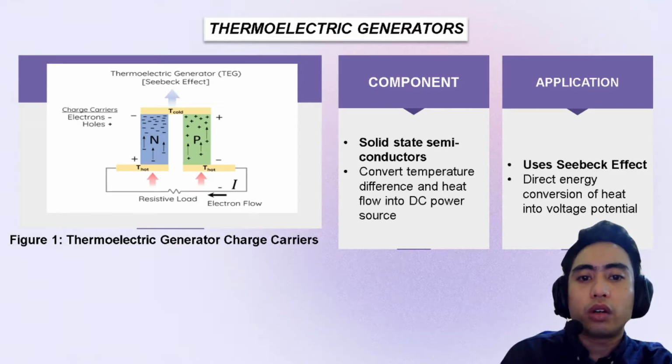Due to the movement of charge carriers, the Seebeck effect arises inside the semiconductors. If the two junctions have the same temperature, the voltage produced at each junction cancels each other out and no current flows through the circuit.